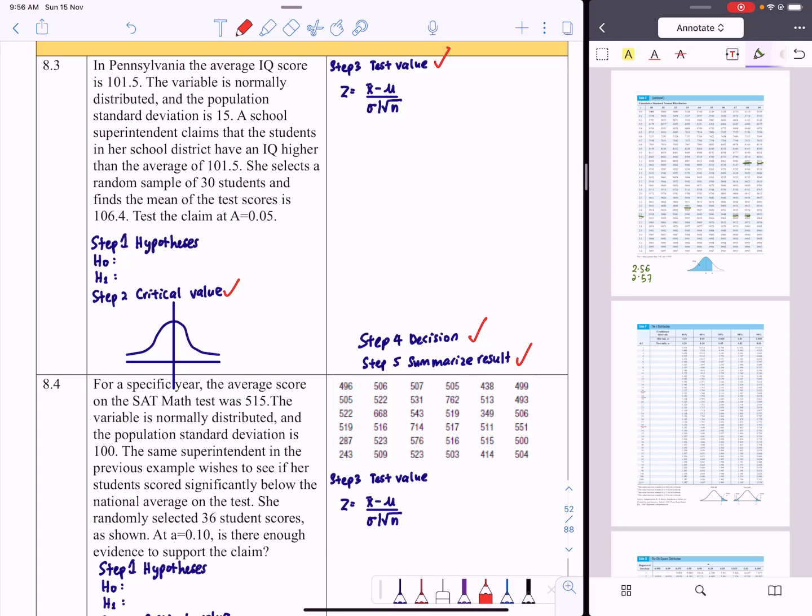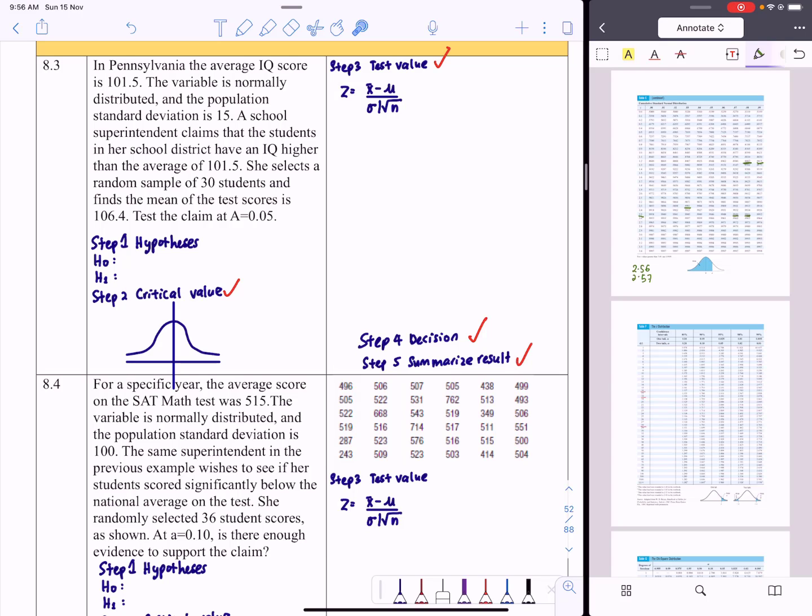The variable is normally distributed and the population standard deviation is 15. A school superintendent claimed that the student in her school district have a IQ higher than the average 101.5. She select random sample of 30 students and find mean of the test score is 106.4. Test the claim at alpha 0.05.